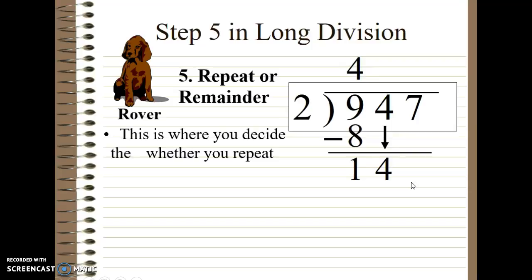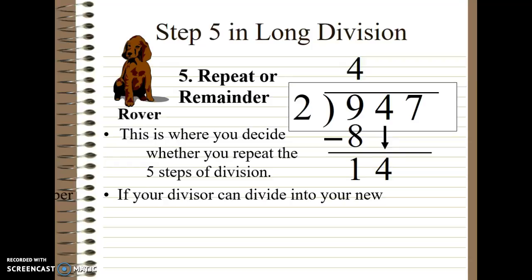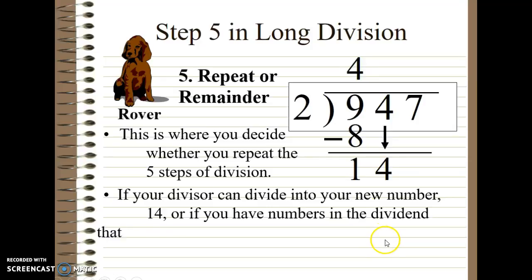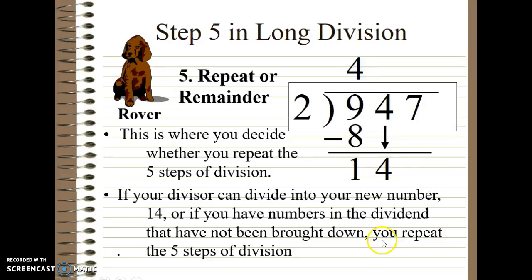This is where you decide whether you repeat the 5 steps of the division process again, or if you have a remainder. If you can divide into your new number, which is 14, or if you have numbers in the dividend that you have not brought down, you repeat the 5 steps of division again. So let's repeat them again.